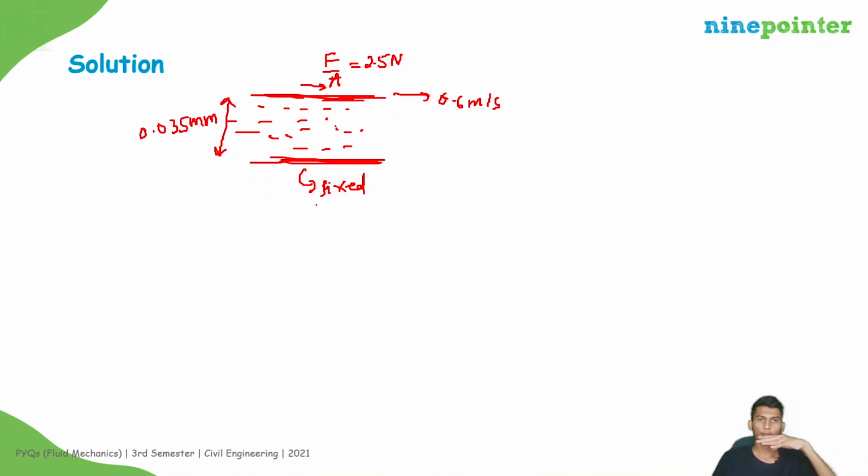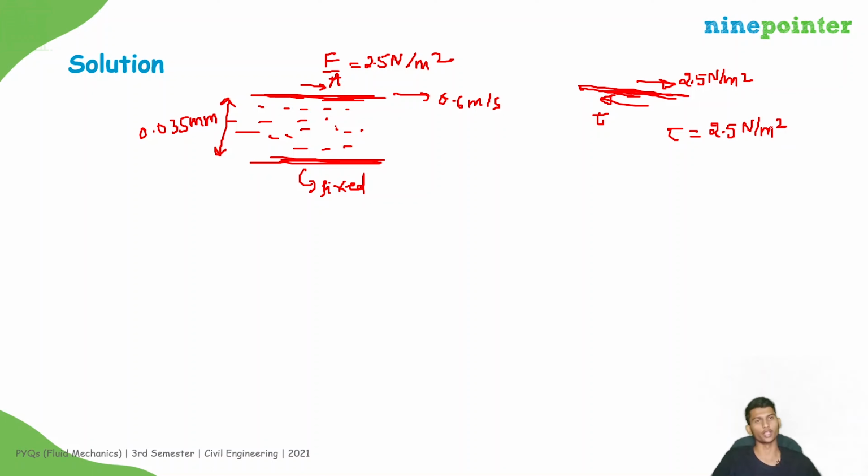See, when you apply a force of 2.5 Newton per unit area, meaning Newton per meter square, as shear force on the plate, it is going with velocity 0.6 meter per second. It is a constant velocity. Constant velocity means the net force on the plate should be zero, right? Here we applied 2.5 Newton per meter square. Because of the fluid particles in contact with the plate, they will try to resist the motion of the plate, so they will apply shear stress tau in this direction. So from equilibrium, we get tau, the shear stress, equals 2.5 Newton per meter square.